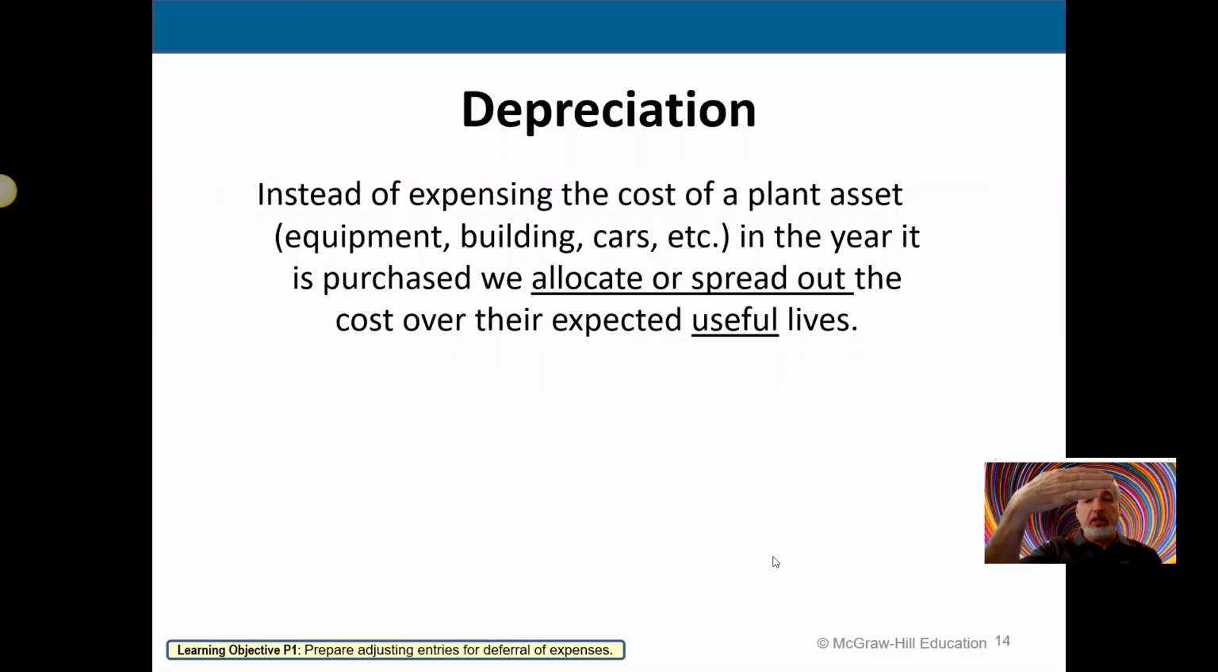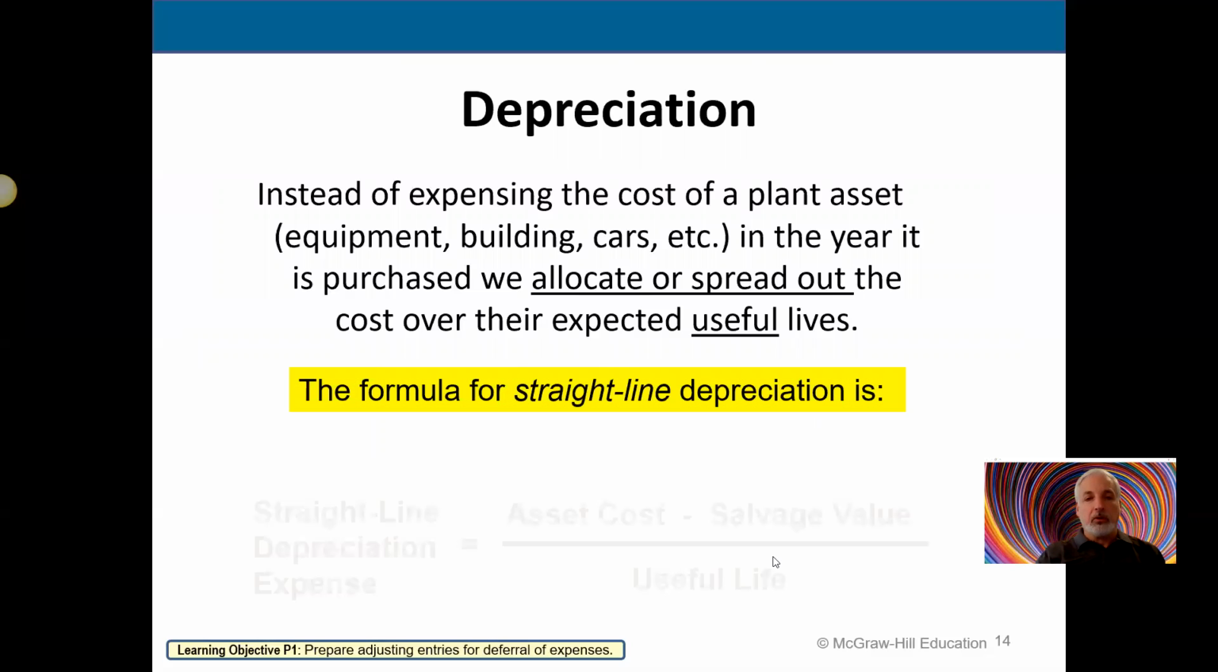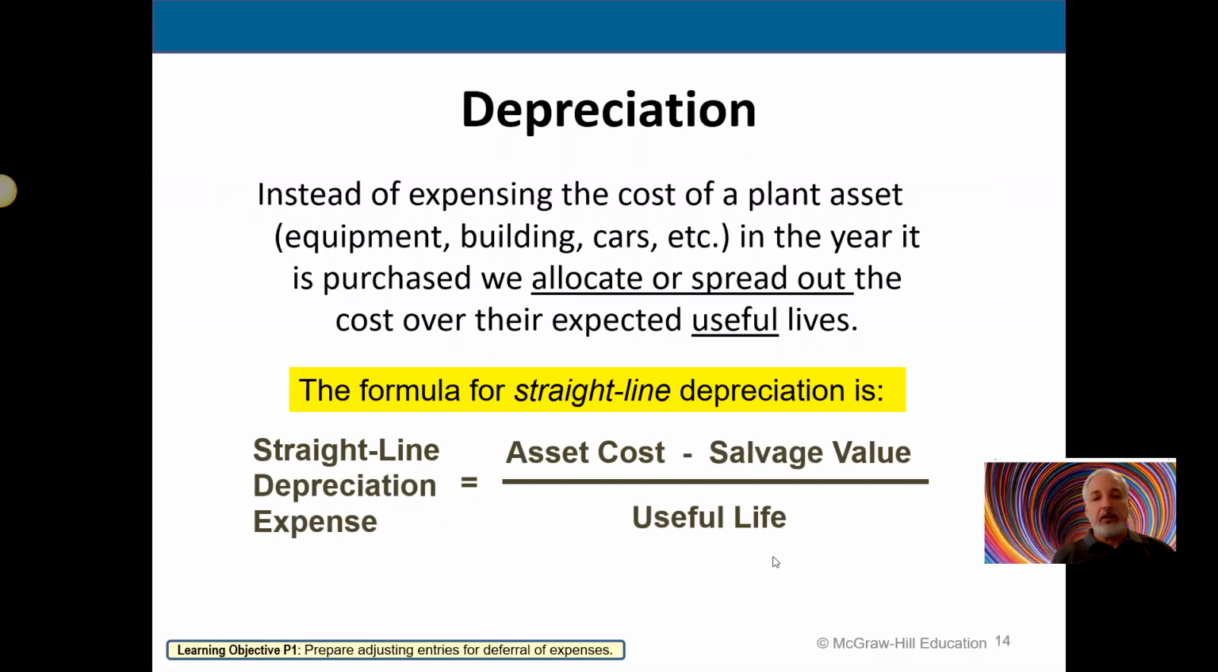But we keep 50 on the books. We have an accumulated depreciation, negative or credit, that offsets in the balance sheet and reduces the net book value of that asset by $5,000, and we have a net book value of $45,000 for that building. We'll see how that works. Straight line: asset minus salvage value, divided by the number of years of useful life.